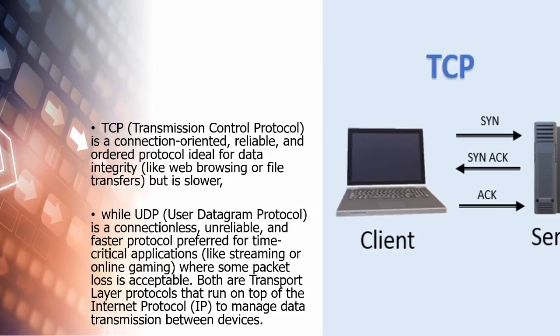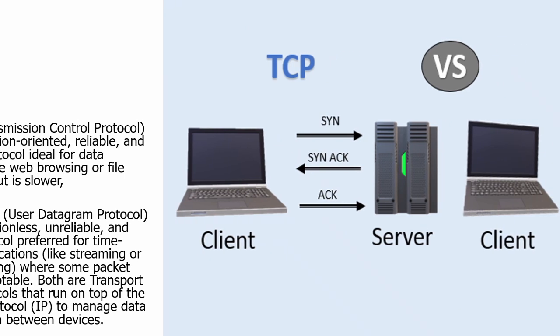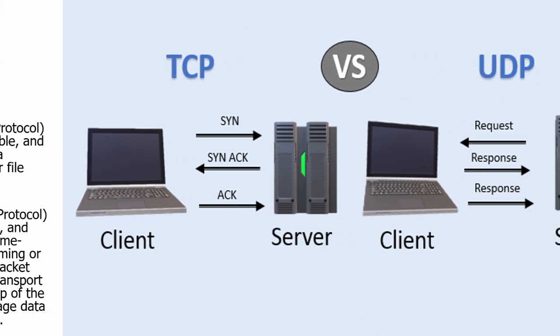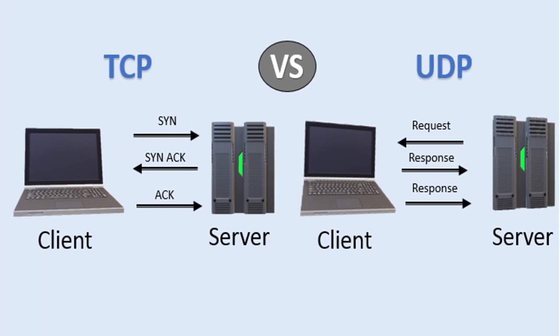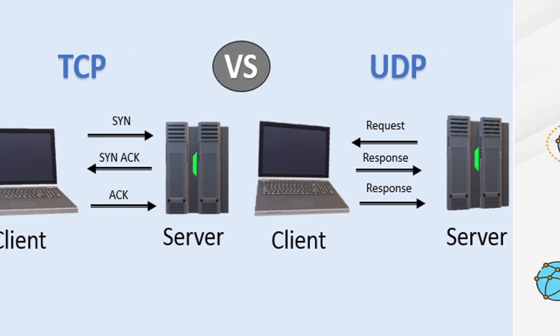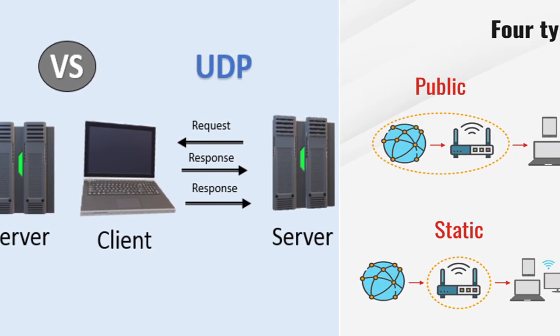UDP, User Datagram Protocol, is connectionless. It simply sends packets without establishing a connection or checking if they arrived. This makes it faster but less reliable. UDP is perfect for real-time applications like video streaming or online gaming where speed is more important than perfect delivery.